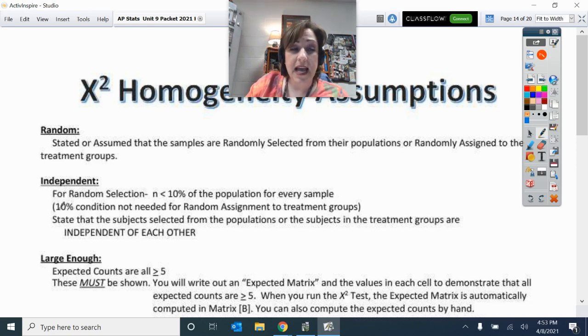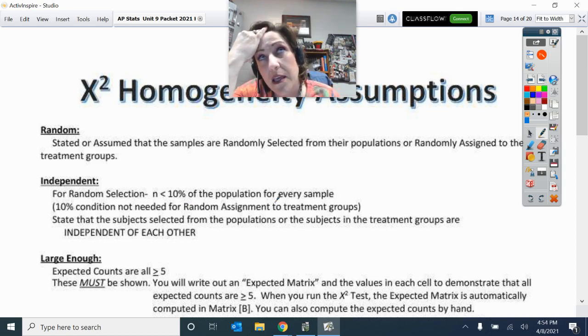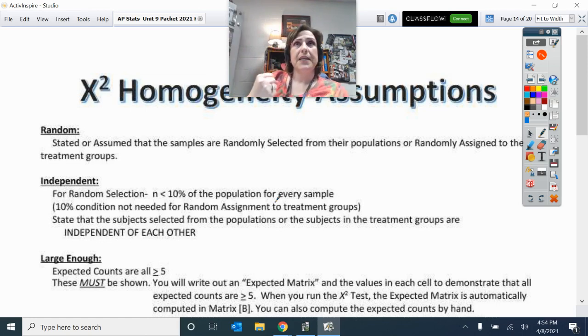And I remember that I had talked about this a couple of videos ago, that the 10% condition is actually not needed for random assignment, because does it make sense to say the 60 women randomly assigned to the cranberry juice drink is less than 10% of what? All the women who could drink cranberry juice or something? Anyway, so that doesn't really register.